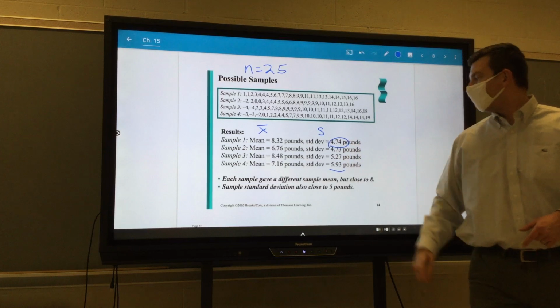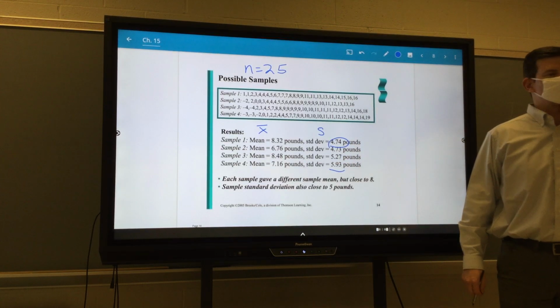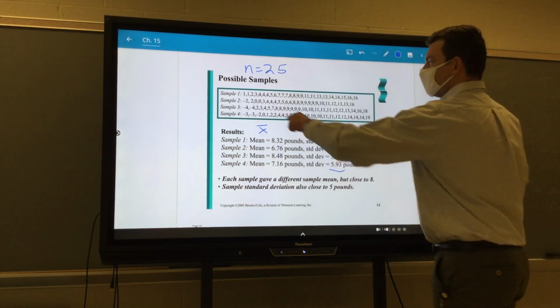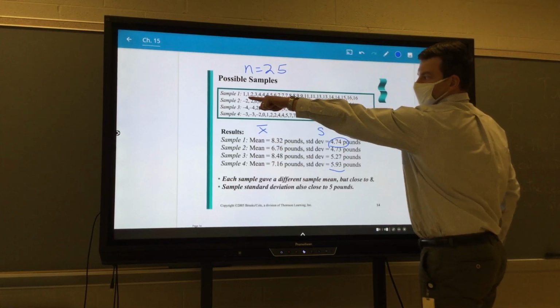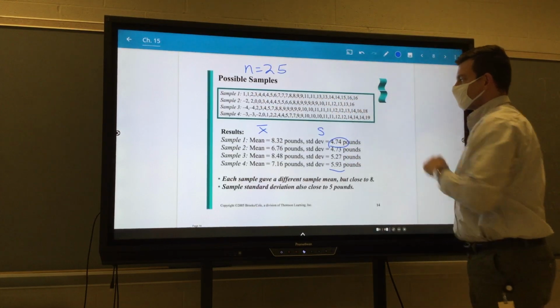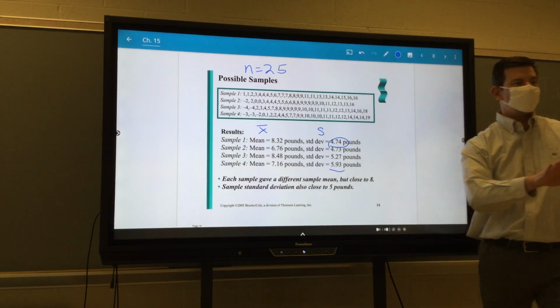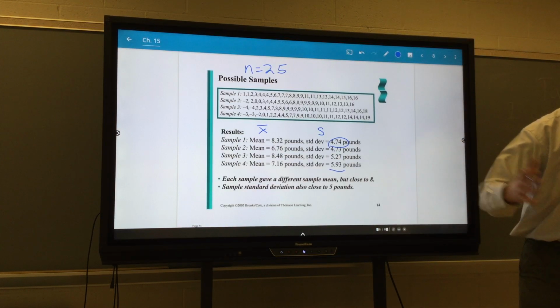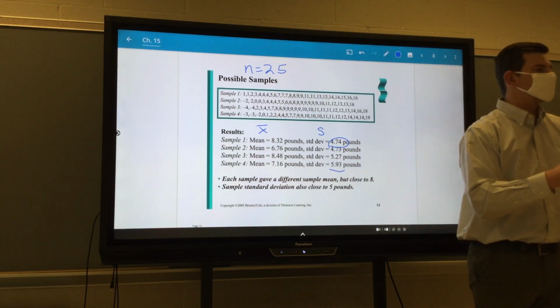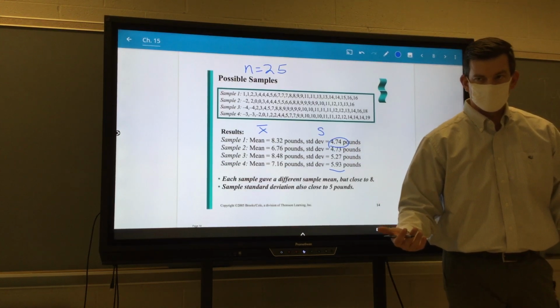Compared to sample 1, its standard deviation was 4.74 pounds. Nobody gained weight. It ranged from 1 to 16. So that had a range of only 15 pounds. So that standard deviation is smaller because there's less variability. Okay?